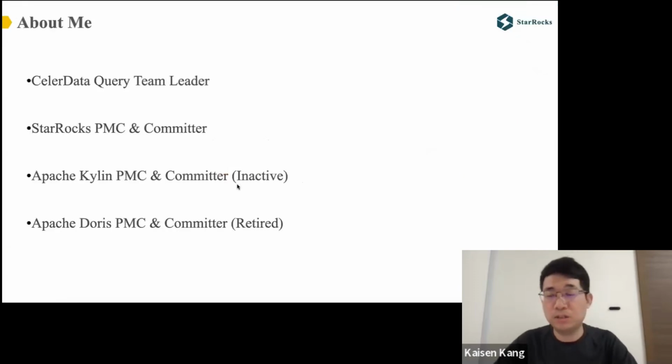In the past 10 years, I have been engaged in OLAP database-related work, with active contributions to the Apache Kylin, Apache Doris, and StarRocks open source communities. Over the last 5 years, my team and I have built the StarRocks vectorized execution engine and StarRocks Query Optimizer from scratch, making StarRocks an extremely fast query engine.